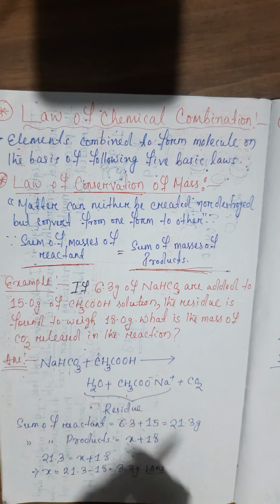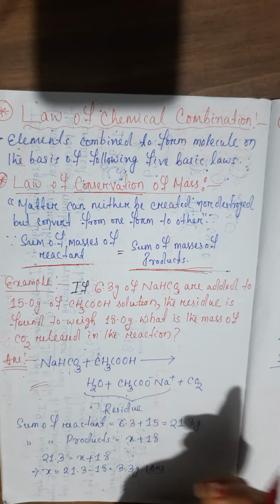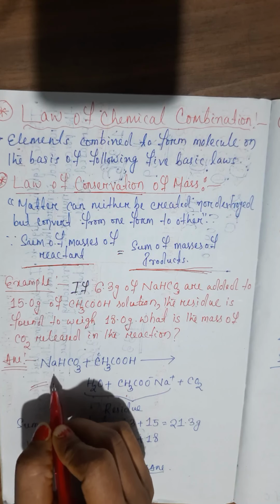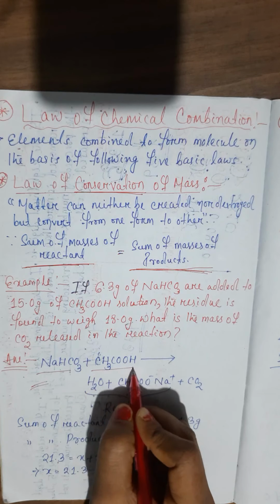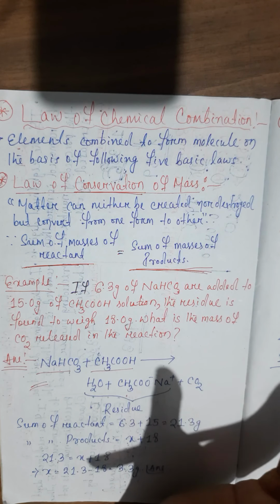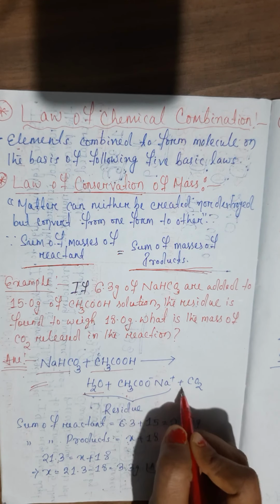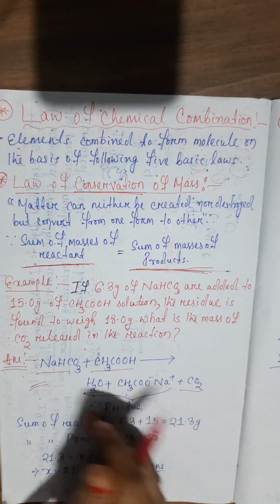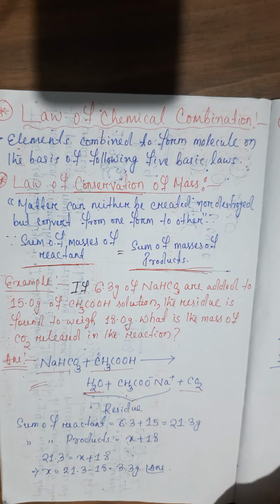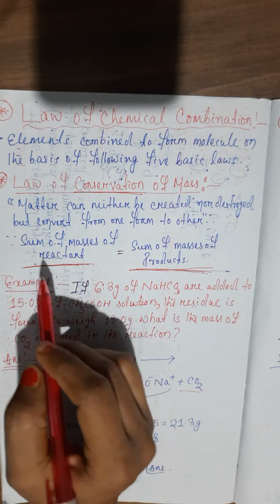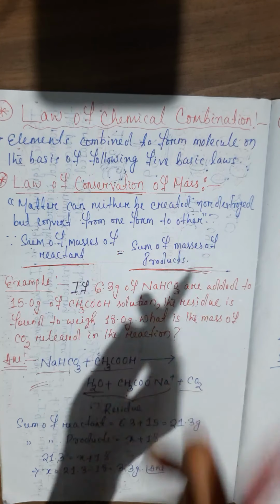So according to the question, what will be our first step? First we will write the equation. So what will our equation be? NaHCO3 reacts with CH3COOH and it will give the residue. And the residue is what? That is H2O plus CH3COONa, plus CO2 is there, and among the products the H2O and CH3COONa are the residues. Got my point? Then according to the law, the sum of the masses of the reactants is equal to the sum of the masses of the products.